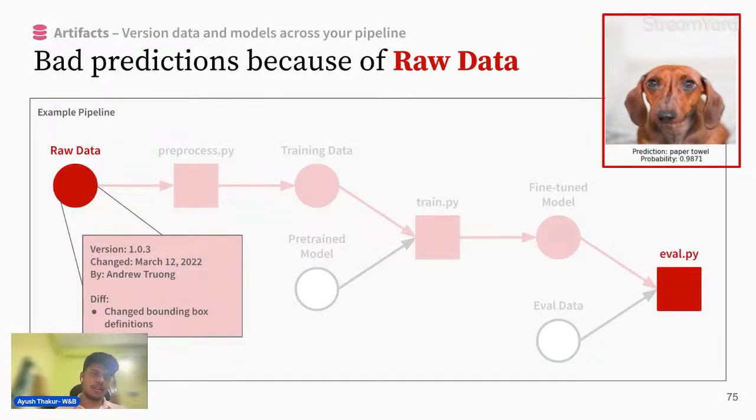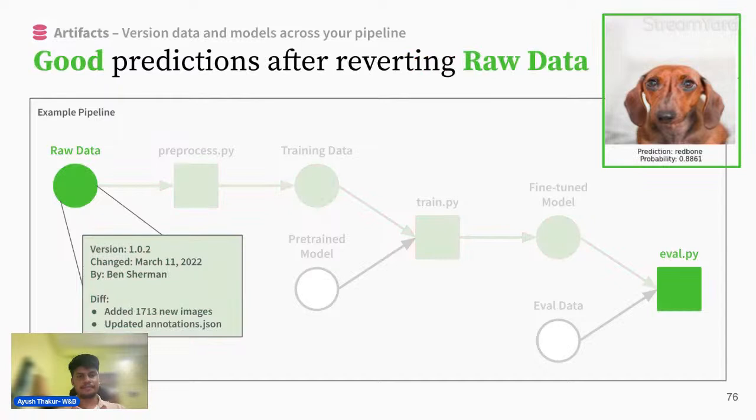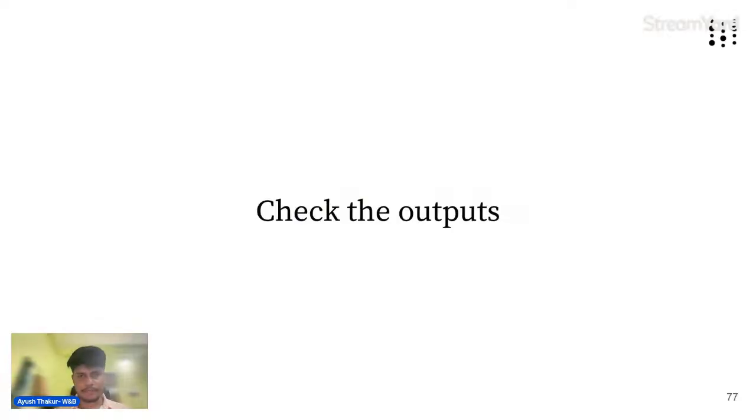Or maybe the raw data changed. Say, for example, in an object detection task, or maybe in a classification task, maybe the dogs were wrongly labeled as paper towels. If that's the case, then obviously the model will predict dogs as paper towels, right? Because the model will learn whatever the model sees. So garbage in, garbage out. If you are throwing in garbage, you are getting garbage out. So you need to keep the versions of the raw data as well, and need to know what changed in every version of the raw data.